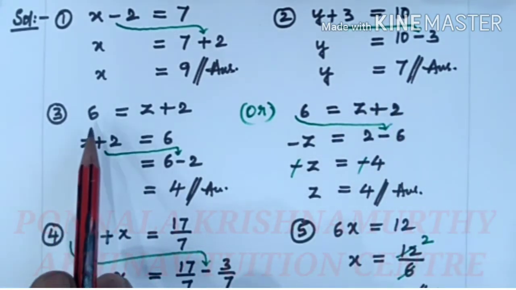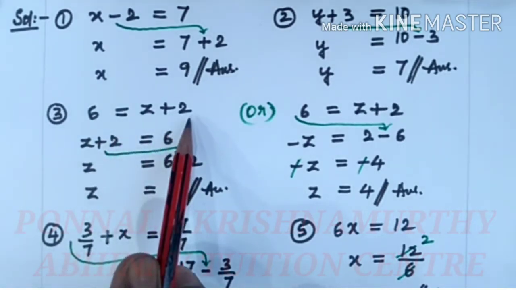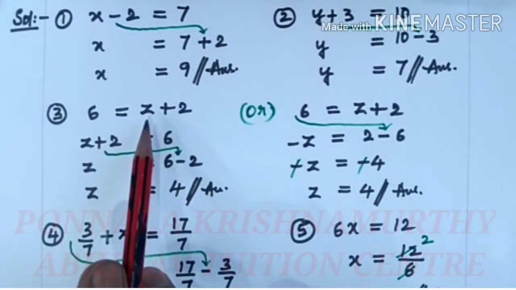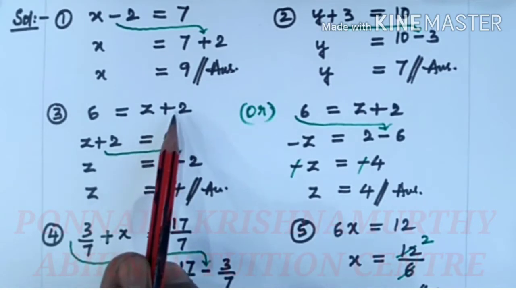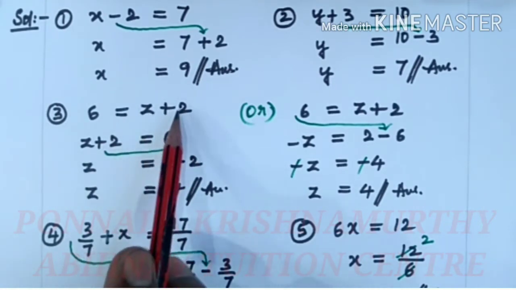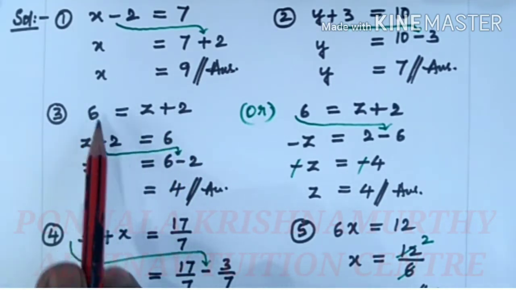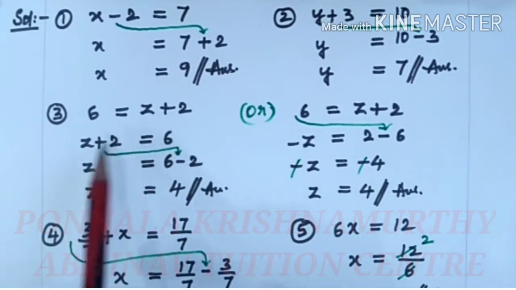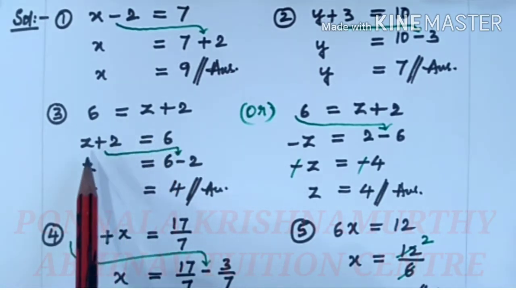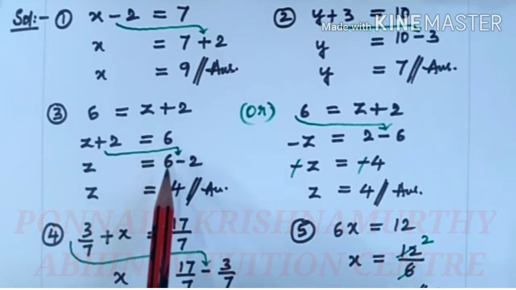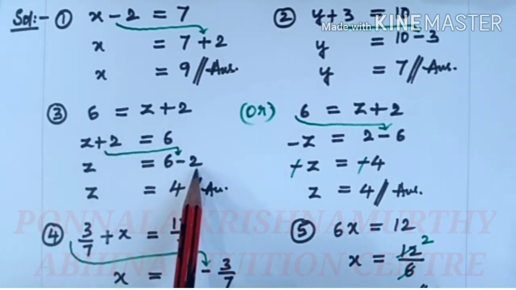Here we have 6 is equal to z plus 2. We have to find out z. z is in the right hand side. So we write z plus 2 in the left hand side and 6 in the right hand side. No need to change any signs now. Now z is equal to 6 minus 2. z is equal to 4.